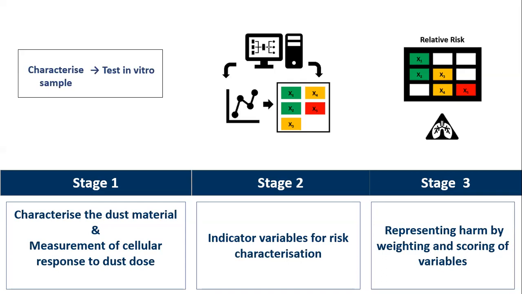So once we have those indicator variables for risk, we'll take that to the third stage, which is categorizing the coals in a way of relative risk. So developing an understanding of the harm that different coals may possess depending on their physical and chemical characteristics, and that would be done by using weighting and scoring algorithms.